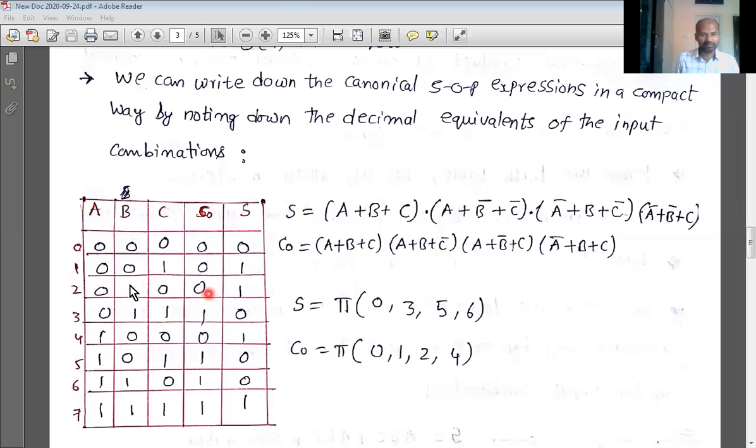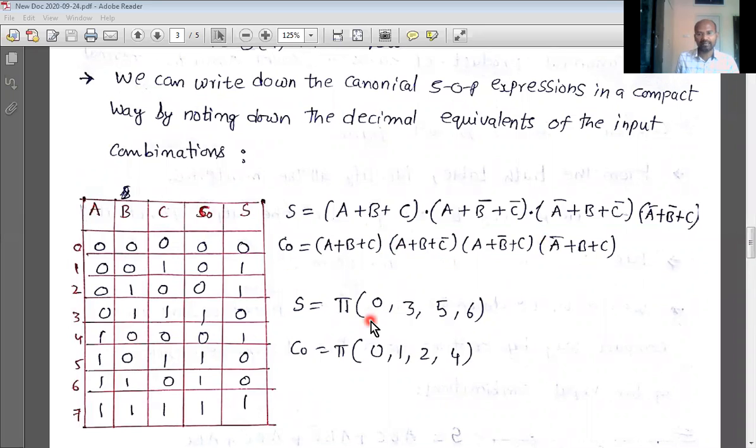False max term, A plus B bar plus C bar. Sorry, A plus B bar plus C, A plus B bar plus C into, this is the last one, A bar plus B plus C, A bar plus B plus C. This is the canonical product of sum for output carry.